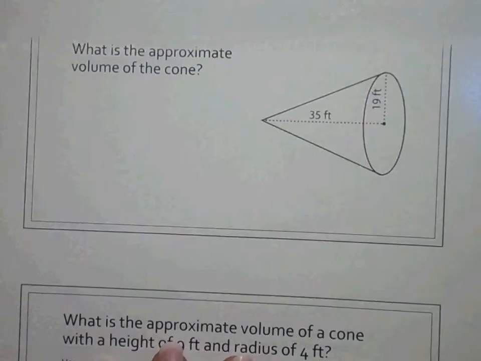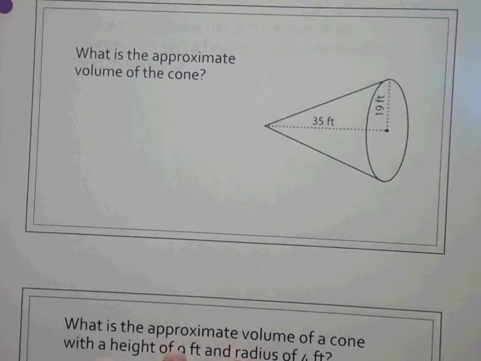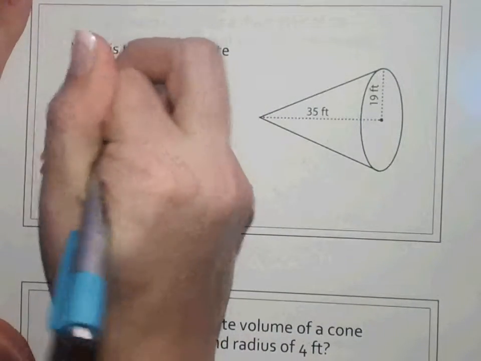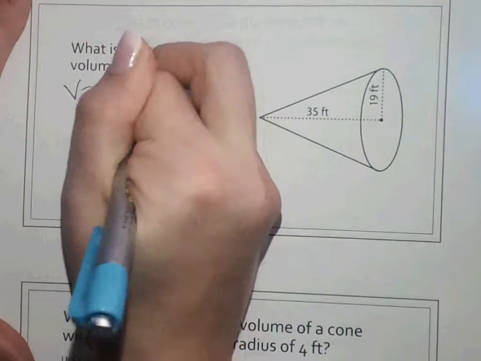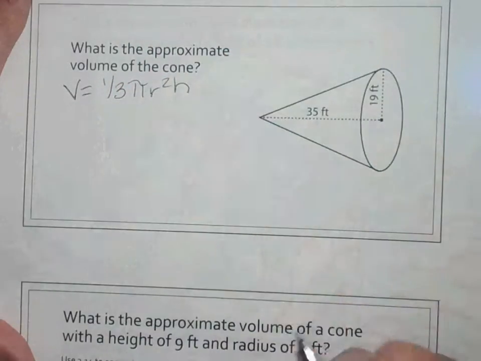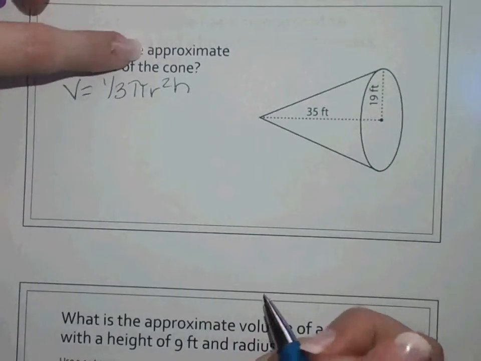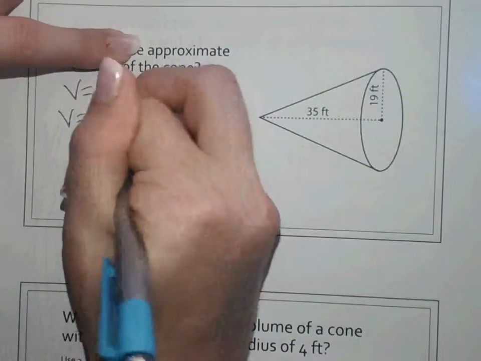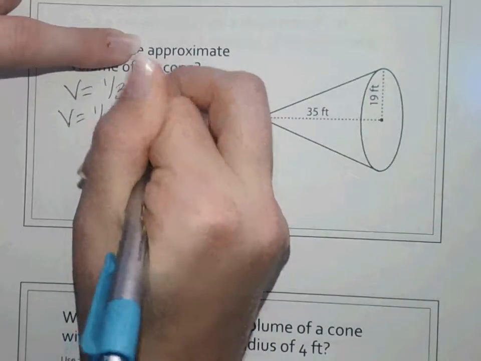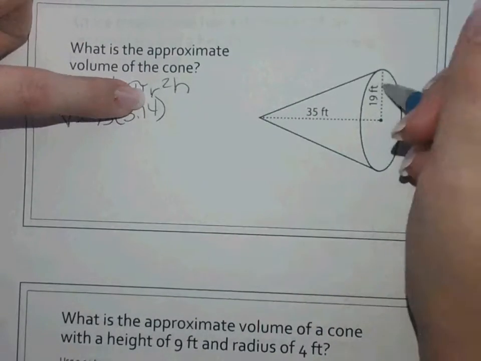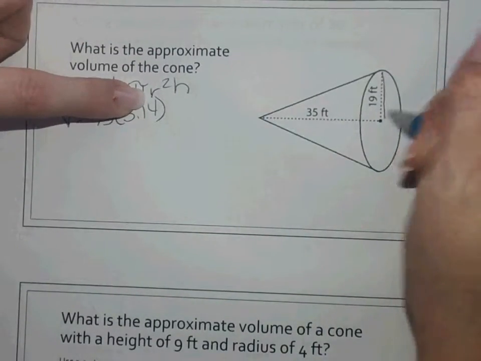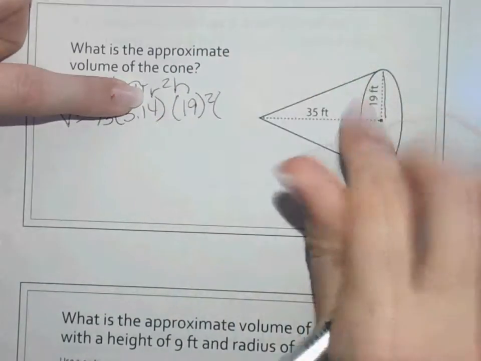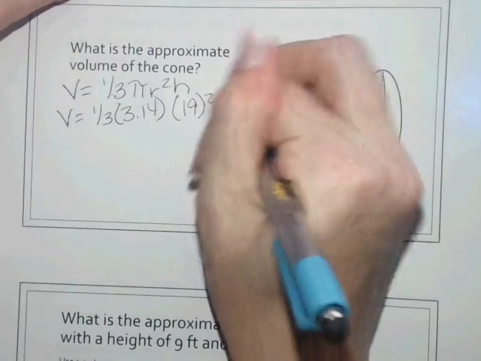Okay, I've got our next one, and this is actually a different problem. So we're just going to go back through. I've got 1/3 pi r squared times the height, and this one's asking for approximate, so we're actually going to replace pi with 3.14 here, times r squared. R is the radius. Our radius here is 19, and our height is 35.